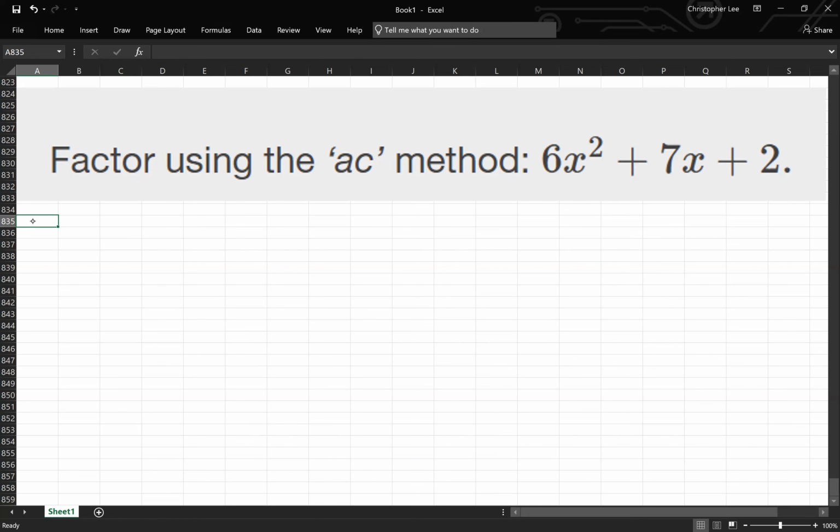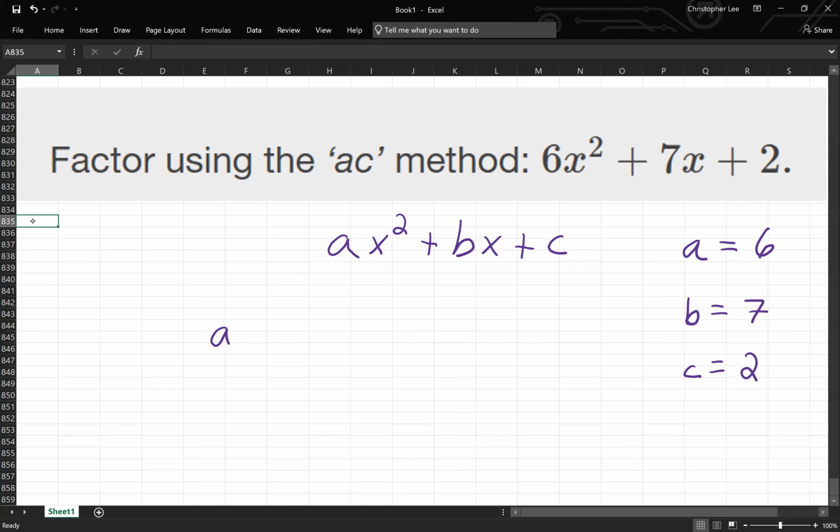So this is how you do the AC method, right? Before I even get into that, all the quadratics are of the form ax squared plus bx plus c. They all have this form, right? Using this particular question, the 6x squared plus 7x plus 2, somebody tell me what is A, what is B, and what is C? What's A? It's the number in front, 6, right? What's B? 7. And what's C? Excellent.